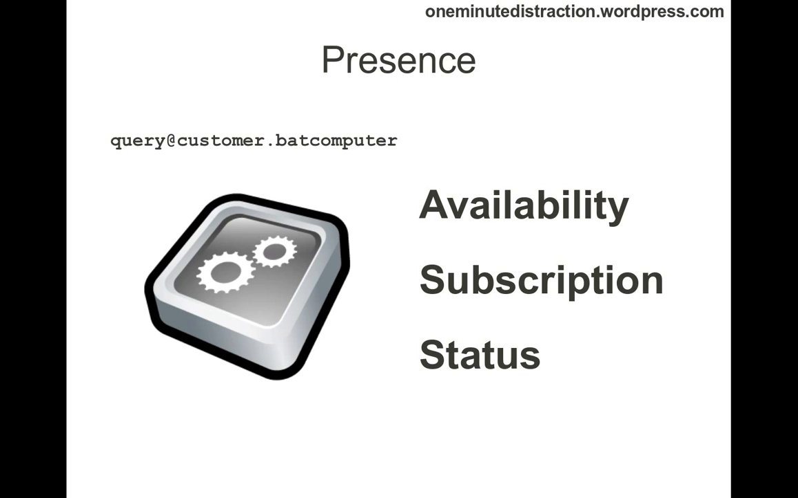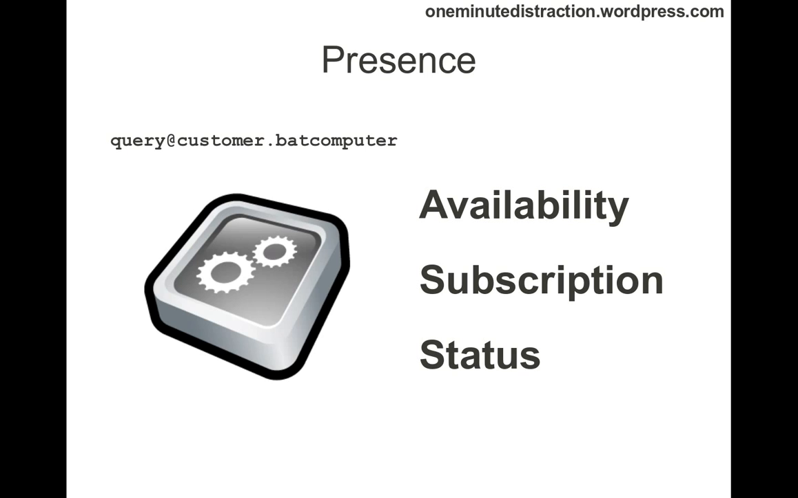our customer database for our customer query component, what we need to do is this: we need to send a message to query at customer.batcomputer. So this is what disco info and disco items allow us to do. The next logical step is to add query at customer.batcomputer into our XMPP roster. In this case, what we need is presence support.